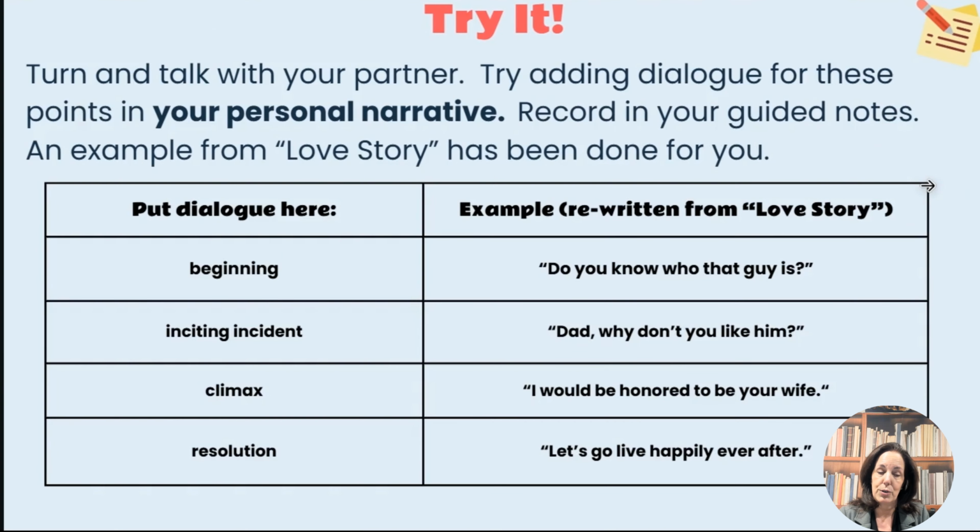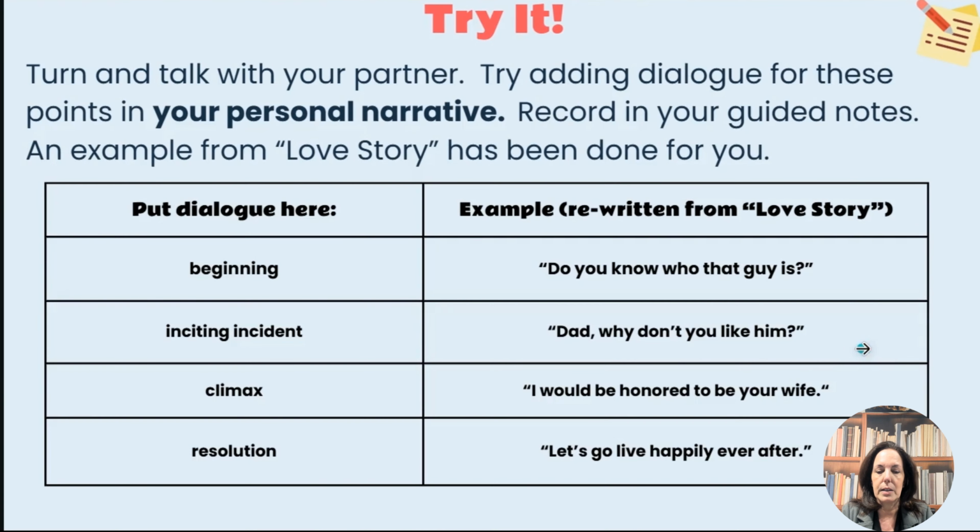So now you're going to try it. Turn and talk with your partner and try adding dialogue for these points in your personal narrative. Record it in your guided notes, and here's my example from Love Story. So I put dialogue at the beginning. Do you know who that guy is? The inciting incident was where the problem starts. We know that the father doesn't want her to marry him.